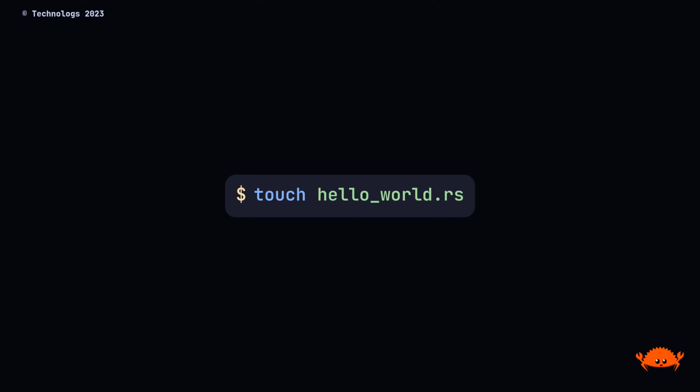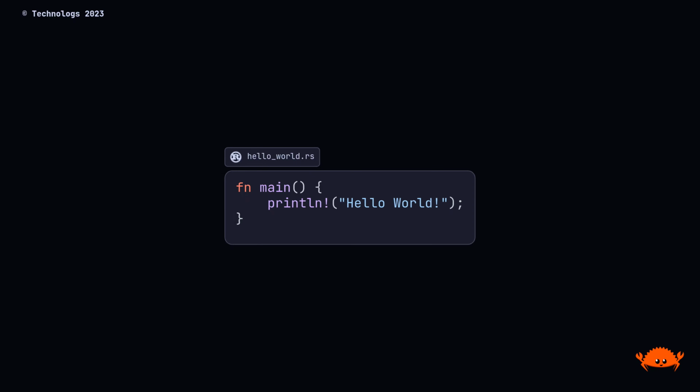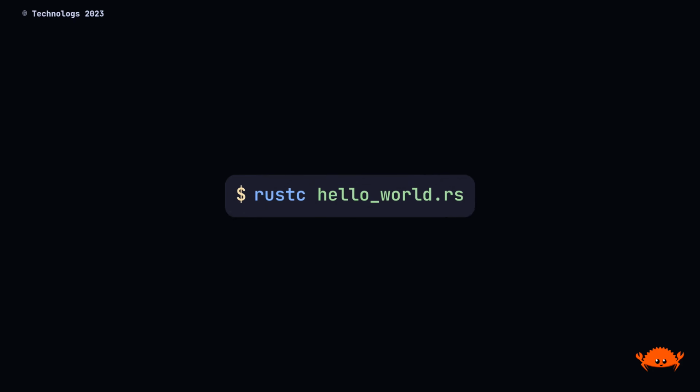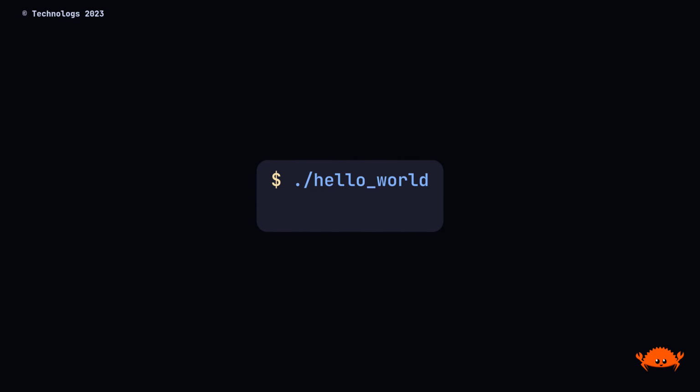Now, in our last video, when we made the Hello World program, we did everything manually. First, we created a file using the touch command. Next, we wrote our Rust code in the file using a text editor, then compiled it using the Rust compiler, and finally executed the resulting binary. But that's not how we do it in reality. Instead, we will use a tool called Cargo.